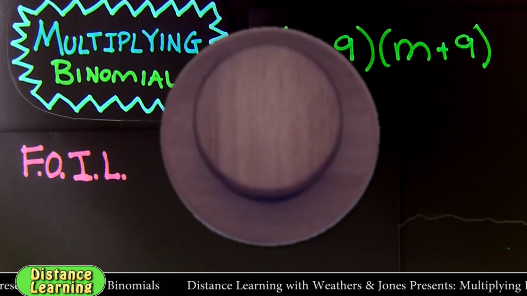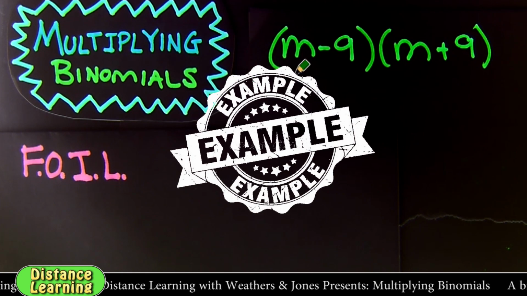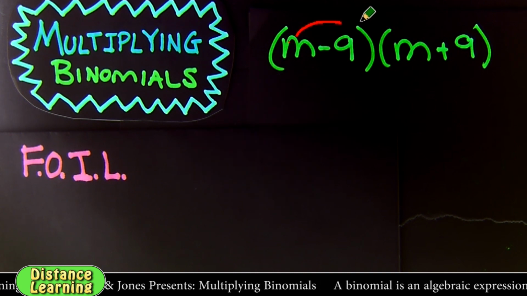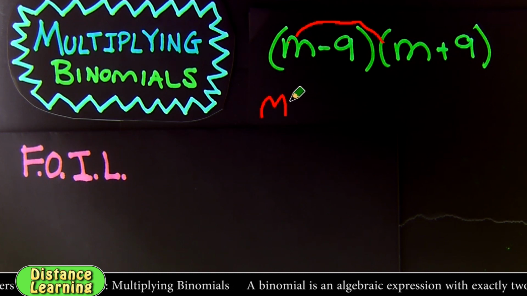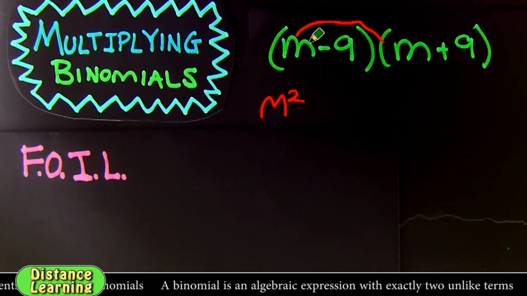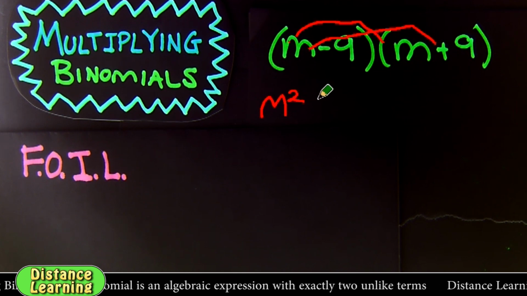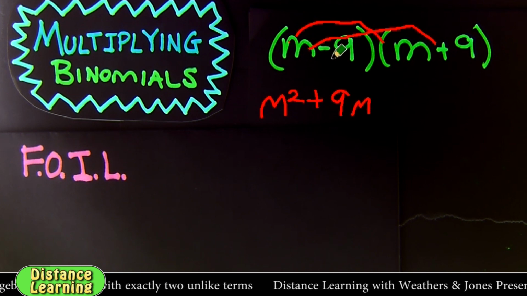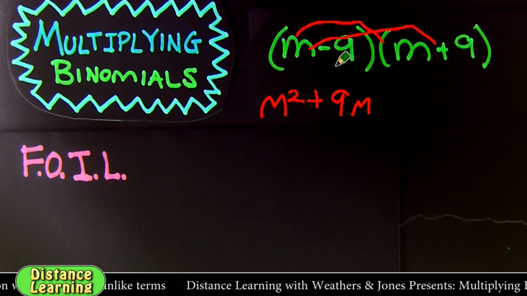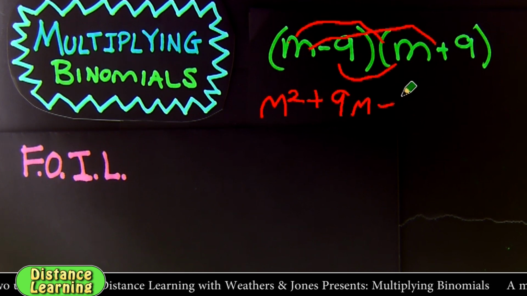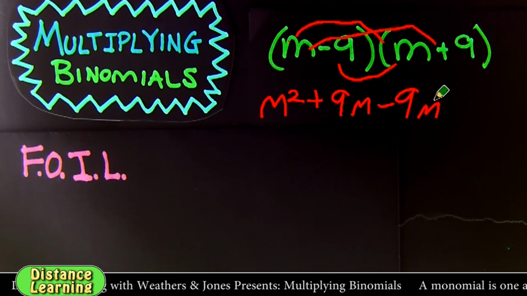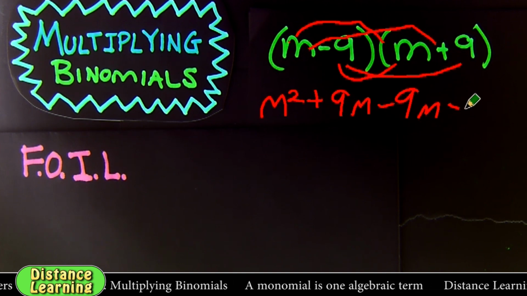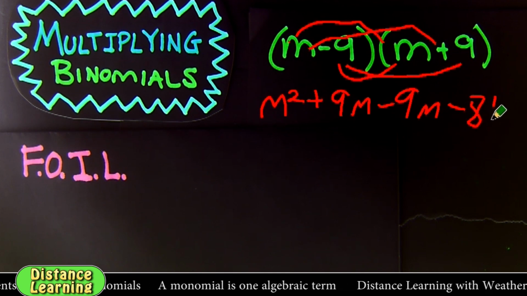Example 2. Again, multiplying two binomials here. So we're going to FOIL them. So first term, m times m again. We have m squared. Then we'll do m times a positive 9, which will be plus 9m. And then we'll do our inside term. So negative 9 times m is negative 9m. And then we'll do negative 9 times positive 9 to give us a negative 81.